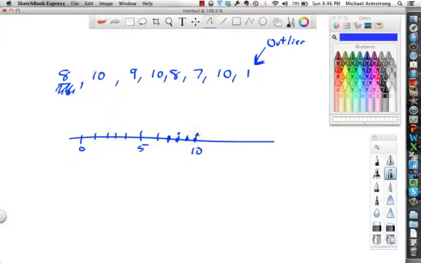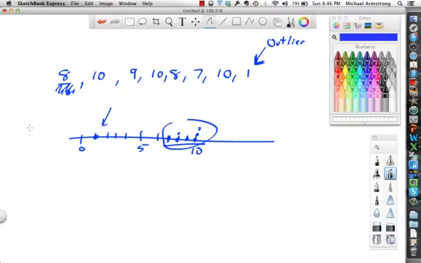So 1, 2, 3 tens. All of our numbers are over here, and this one being so far away is an outlier, and it doesn't give us an accurate representation of what our quiz scores really should be. This group of quiz scores gives us a better average.